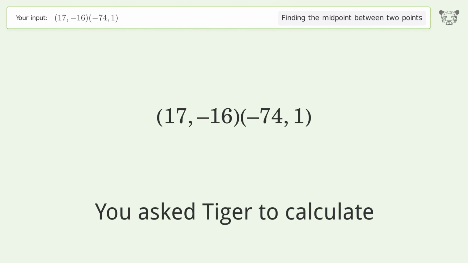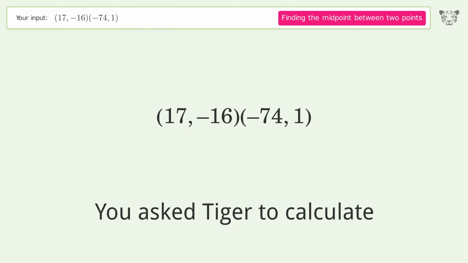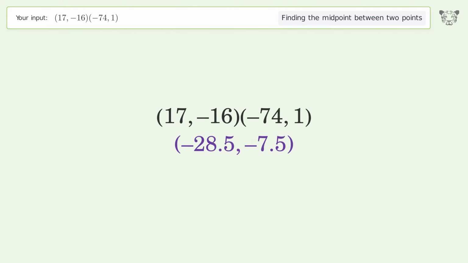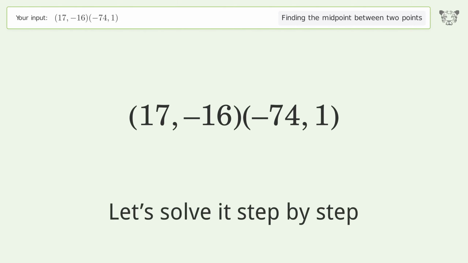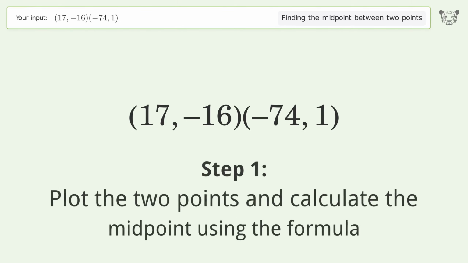You ask Tiger to calculate. This deals with finding the midpoint between 2 points. The midpoint between the 2 points is -28.5, -7.5. Let's solve it step by step. Plot the 2 points and calculate the midpoint using the formula.